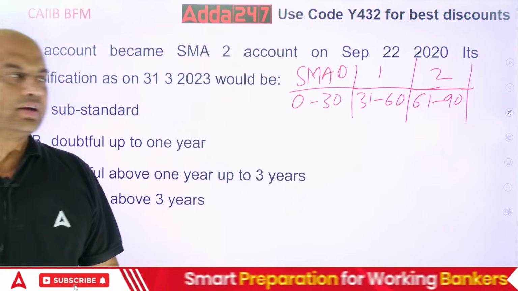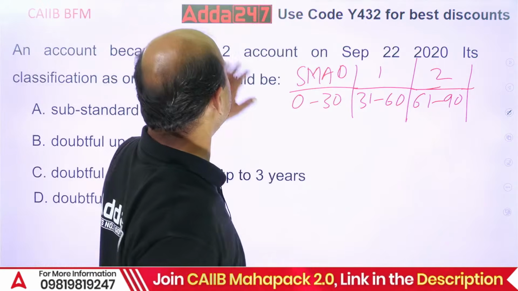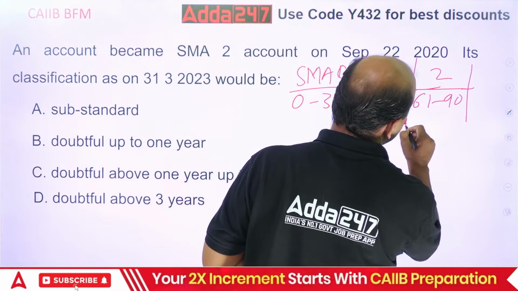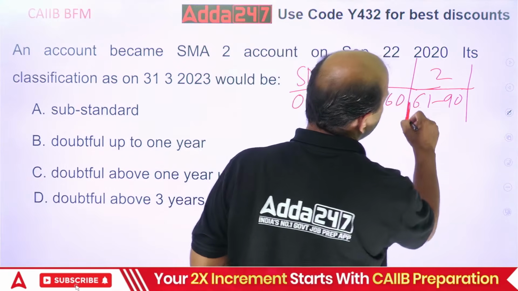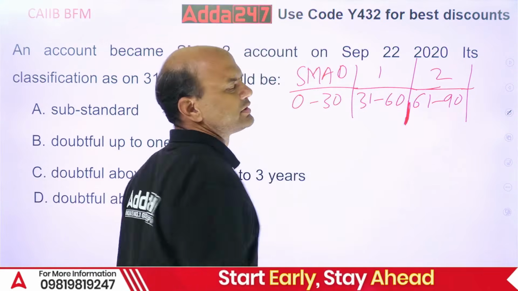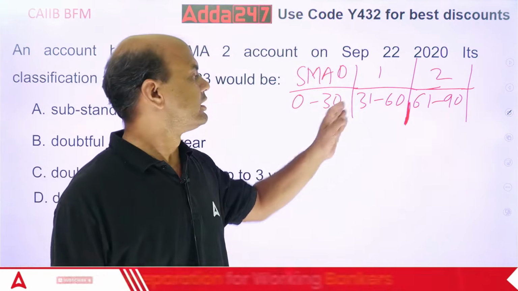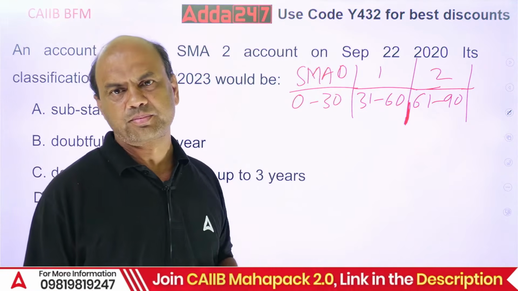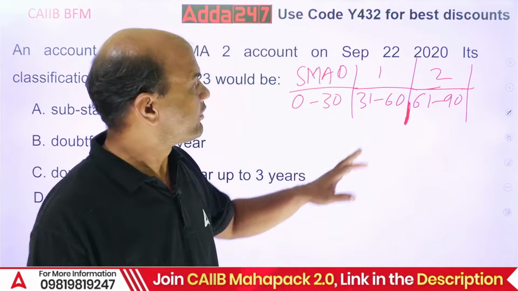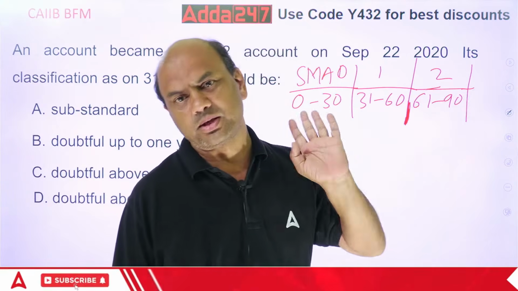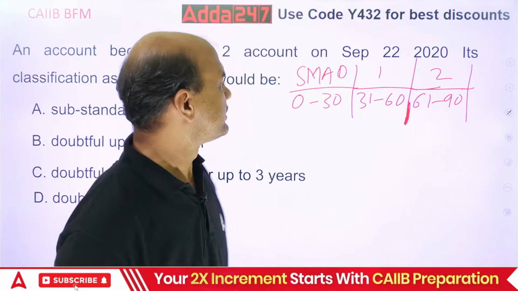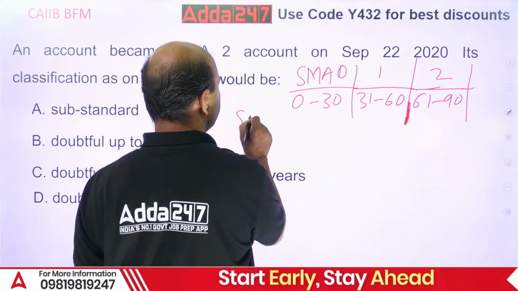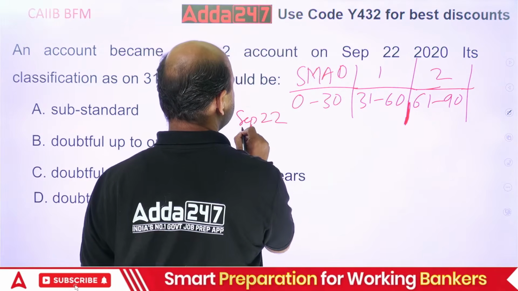So, understand this, okay? Whenever I say it has entered SMA2, it means it is over here. Right now it is over here. So it has completed 60 days of non-repayment. Now, after 1 month, it will become NPA, okay. So this date is what now? September 22.